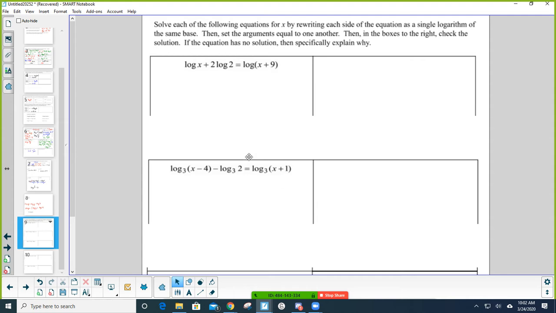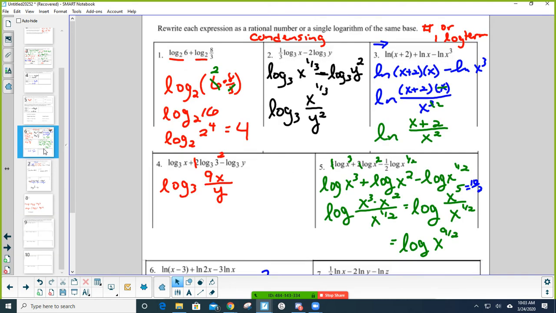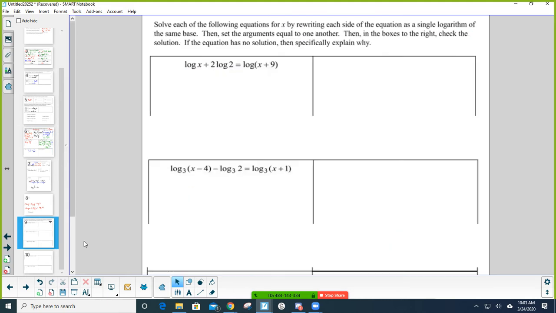Yesterday, well, wait a minute. Yesterday we condensed. This is what we did yesterday. And the final thing in this section is to actually solve them. Solve each of them. So we have to solve it for x. And it wants us to rewrite each side of the equation as a single logarithm of the same base.